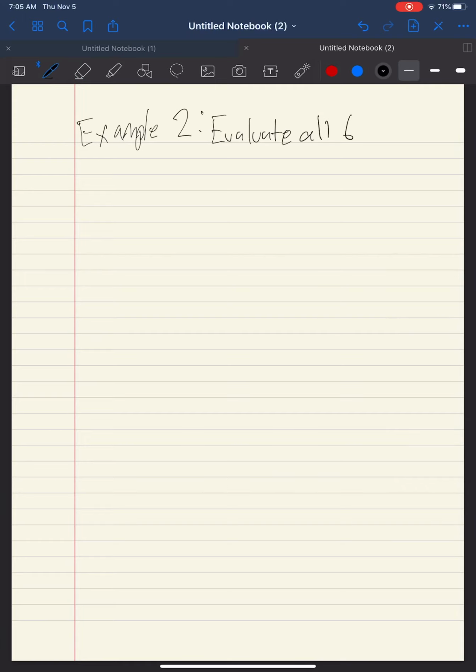All 6 trig functions. I'm going to leave function as fun because we know those are always fun. And then let's say we are given angle A, and it says tan A equals 3 over 4. I know 3 over 4 is opposite over adjacent.